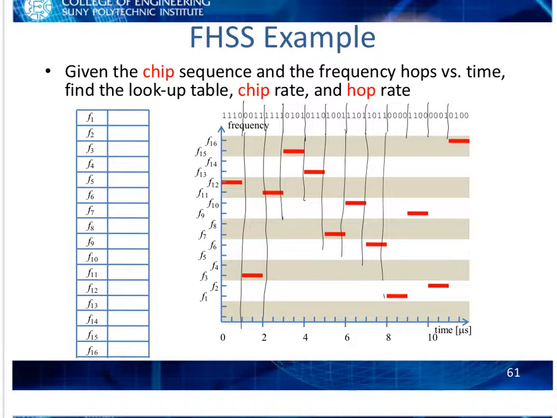What I can do is I can say, okay, if these 4 chips, 1110, gave us frequency F12, then that's what I fill in here. If 0011 gives me frequency F3, then I fill in 0011 in frequency F3. And so on. Frequency F11 is 1111. Frequency F15 is 0101.